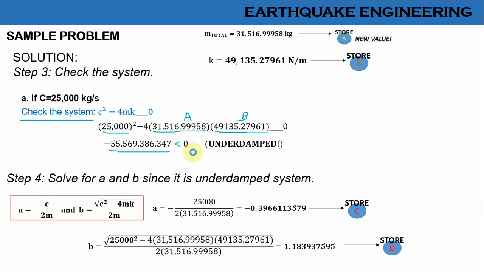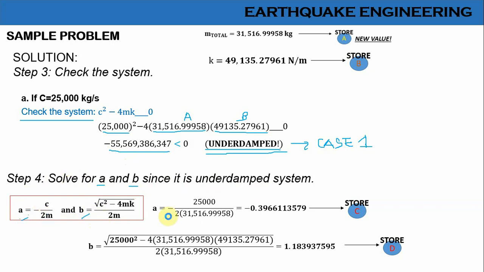Since it is less than 0, negative, meaning underdamped. So it falls under case 1. Okay? So after that, yes, we need to solve for A and B. Since it is an underdamped system, we take A and we take B.